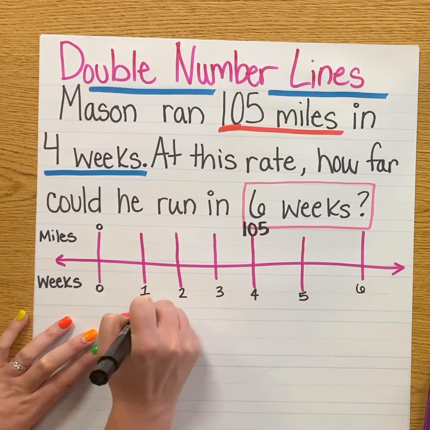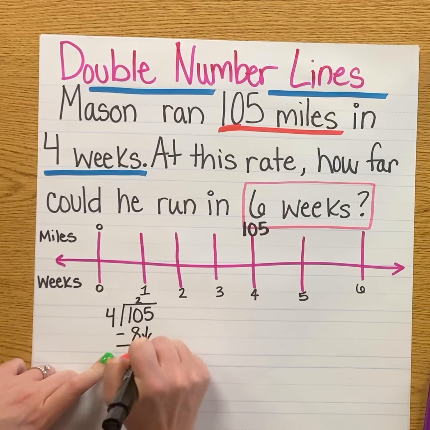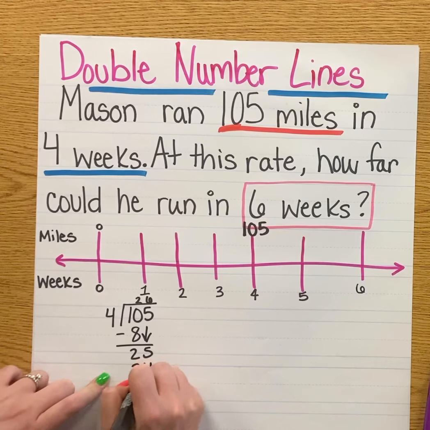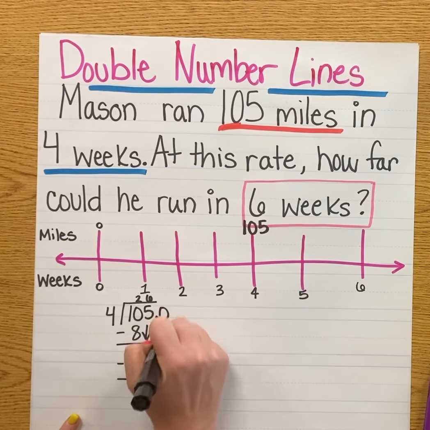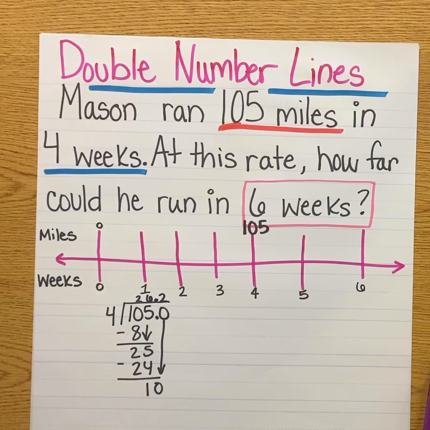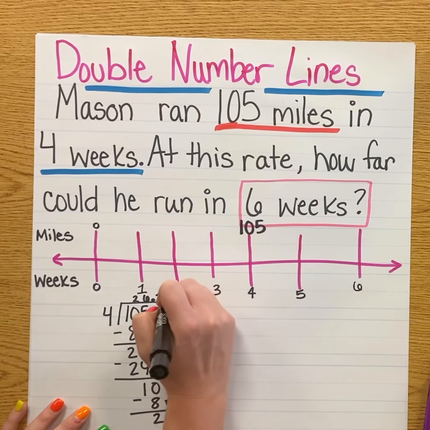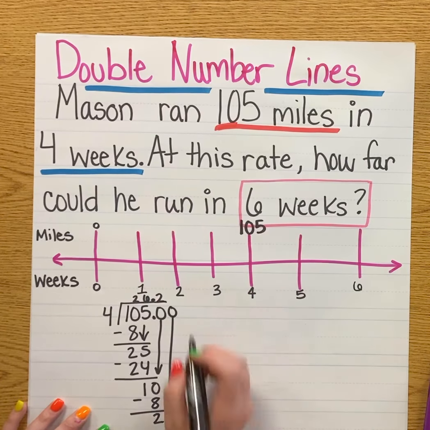So I'm going to divide 105 by 4. 4 goes into 10 2 times, 8, subtract, 2, bring down the 5, 6 times, and then it would continue. So 105 divided by 4 gives me 26.25. Each one of these is going to be worth 26.25 miles.